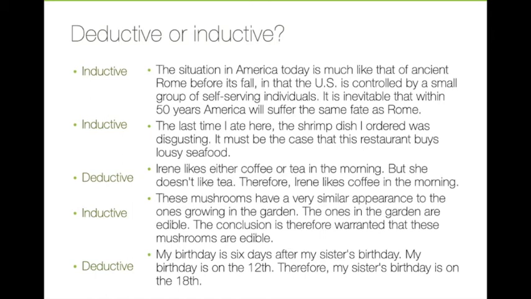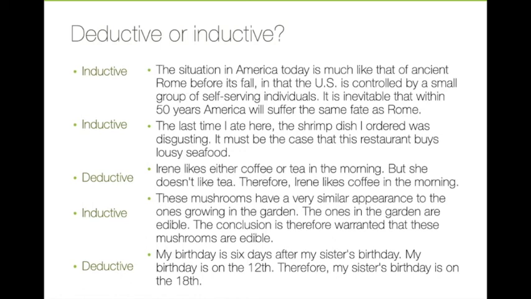Our second argument here. Last time I ate here, the shrimp dish I ordered was disgusting. It must be the case that this restaurant buys lousy seafood. So this argument reasons what's likely the case, given what's been the case in the past. It's a pretty weak inductive argument. The third one.